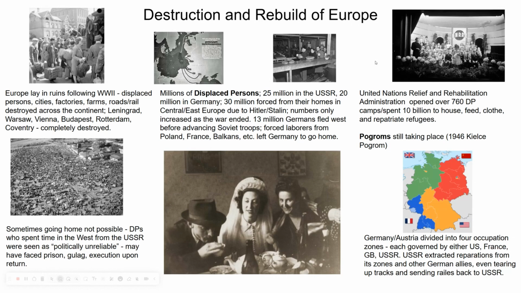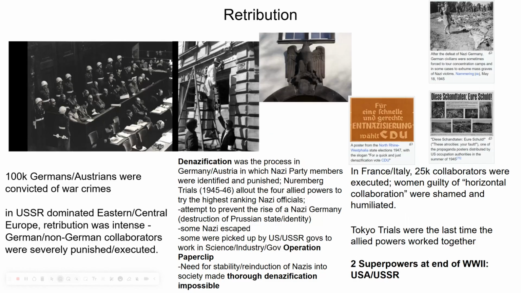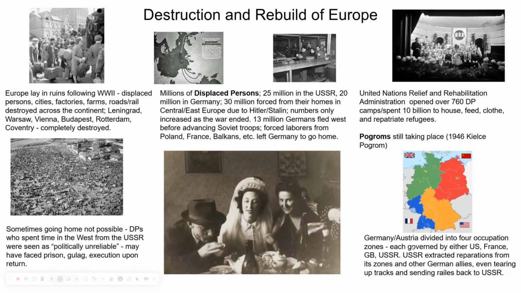And as previously stated, we see Germany and Austria divided into 4 occupation zones. You can see the Germany map right here, with Britain, the Soviet Union, America, and France getting a different portion of the nation.